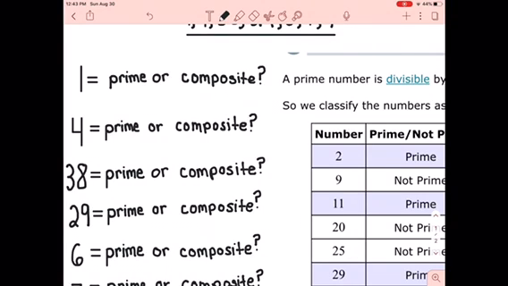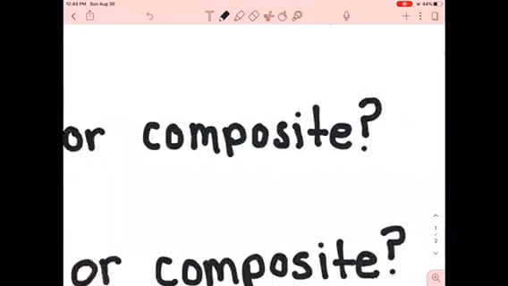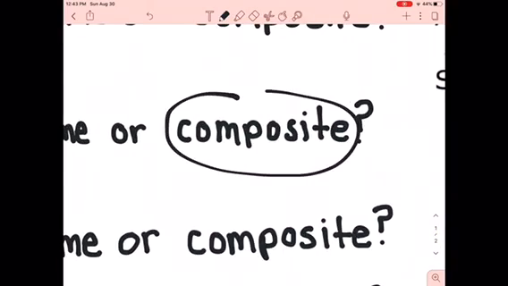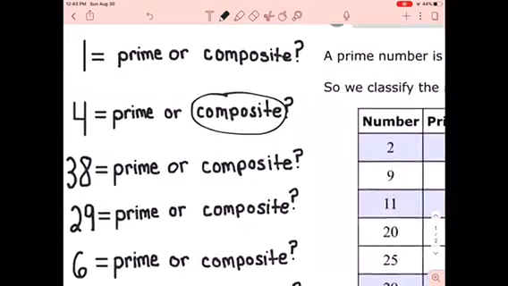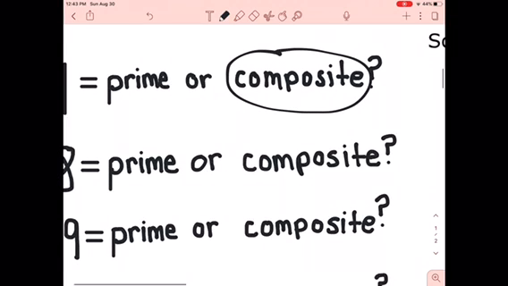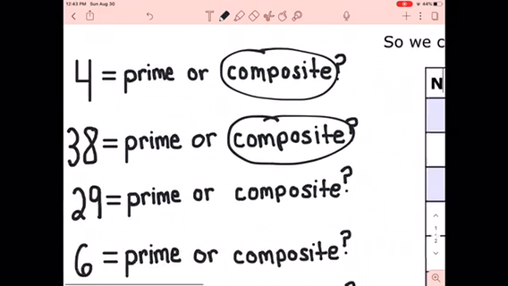You know 4 is even, and you can divide that by 2, which equals 2, and you can divide it by 1, which equals 4. So it must be composite. Let's go ahead and circle that. Now we're going to move on to 38. Prime or composite? Well, 37 is odd, and then 38 is even. 38 divided by 2 is 19, so it is composite.